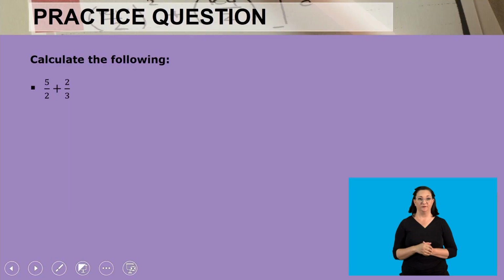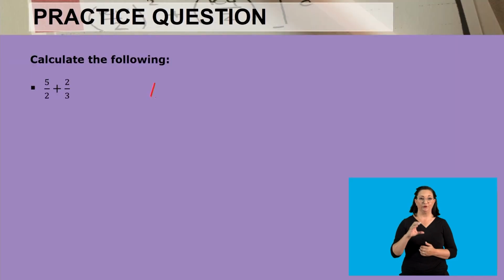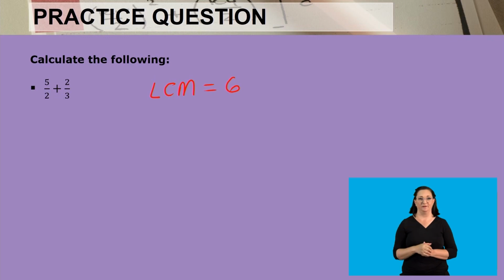So we have here as the first practice question, 5/2 plus 2/3. Because we are working with halves and thirds, we need to make sure that we get them to the same denominator, because right now they are not the same denominator. How do we do this? We need to find the lowest common multiple. So if we are looking at 2 and we're looking at 3, what is the lowest common multiple between 2 and 3? If you are thinking of 6, then you are absolutely correct.